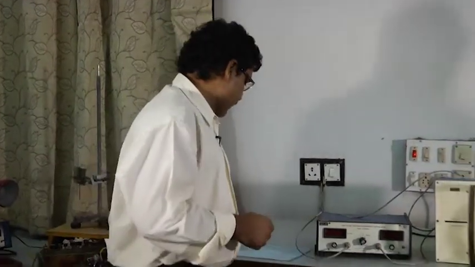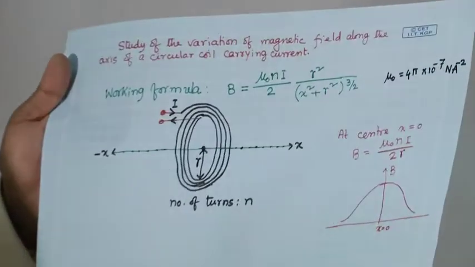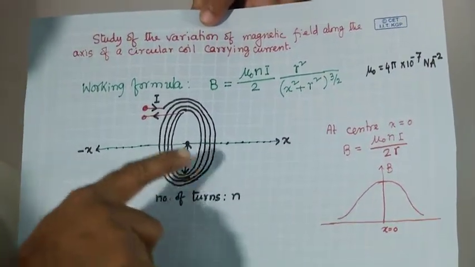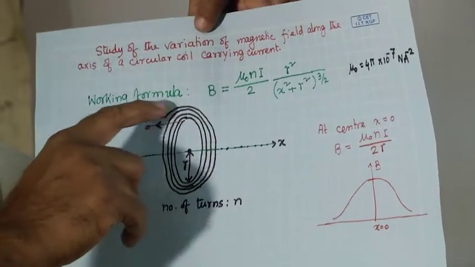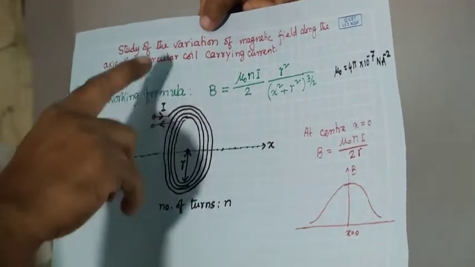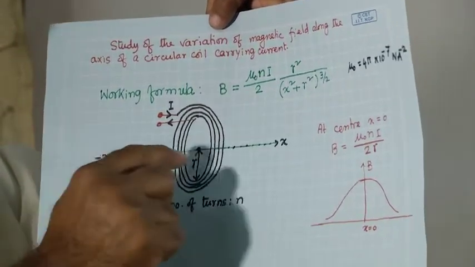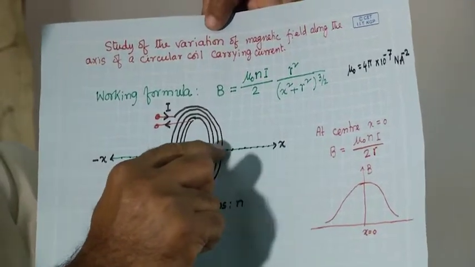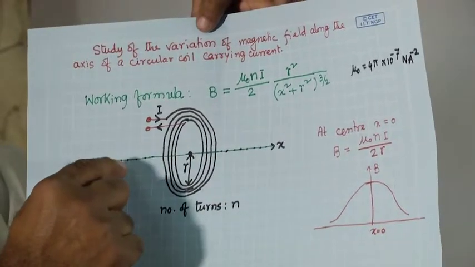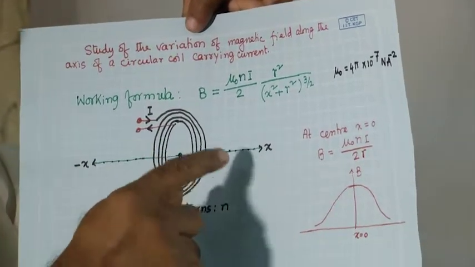Now today we'll study the variation of the magnetic field along the axis of a circular coil carrying current. If you have a circular coil, say the number of turns is n, and now if you pass current through it, there will be a magnetic field. We will study the magnetic field along the axis of the circular coil. I have put some points on this axis. At different points, what is the magnetic field that we will measure? For a particular current, at different points on the axis, what is the magnetic field that we will measure?